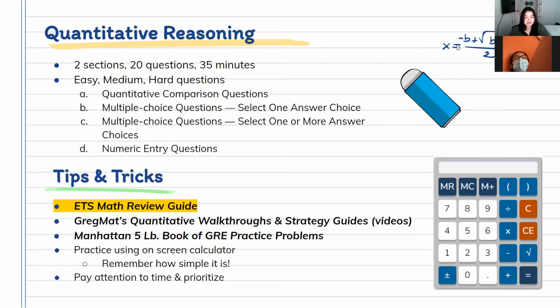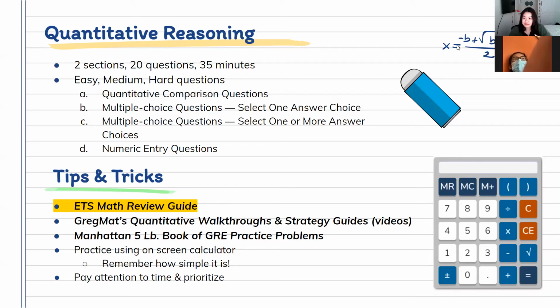Because for me, it was basically since high school before I'd seen all that stuff again. But yeah, and then after you take the math review, maybe you can take your first practice test. But going back to the quant, again, I'd recommend strategies from GregMat. I think where GregMat really shines is his strategies for the quantitative section and how he thinks about the quantitative section. So I highly recommend him for that.